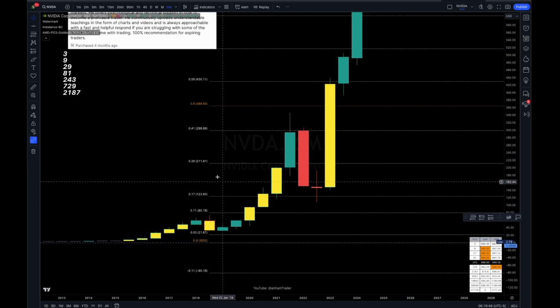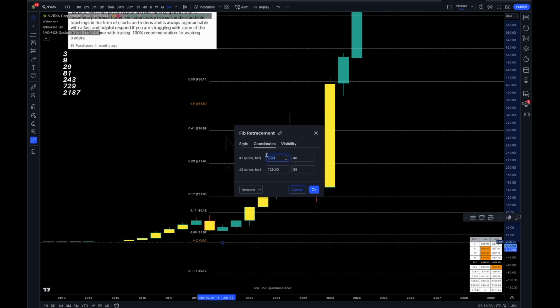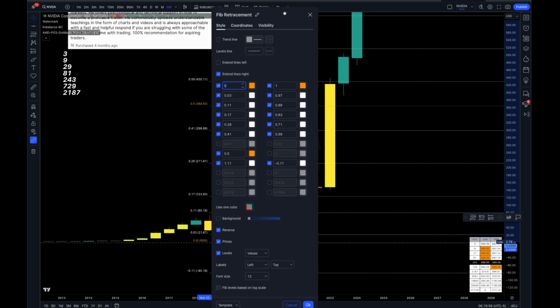Now these Goldbach partitions, when you draw a dynamic fib, and I'll show you my settings so then you can create the same thing. Okay, these are my settings. Take a screenshot of this. 0 is the low, 1 is the high. These are the extensions.